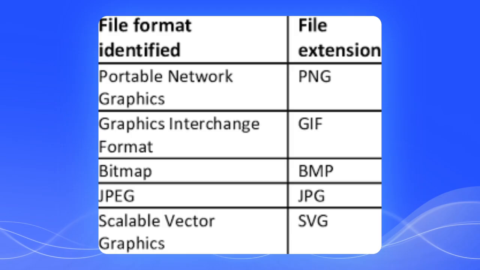So the second is GIF, which is Graphics Interchange Format. Popular for short animations or simple graphics, limited color palette, that is 256 colors. Small file size, but not great for complex photos. So the next one is BMP, which is bitmap images.